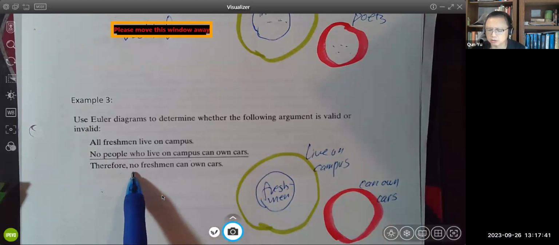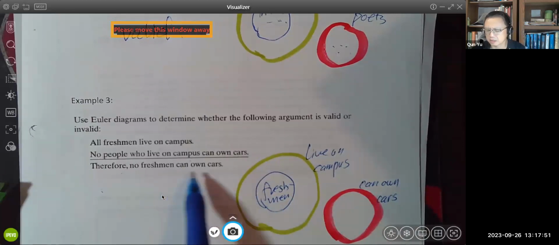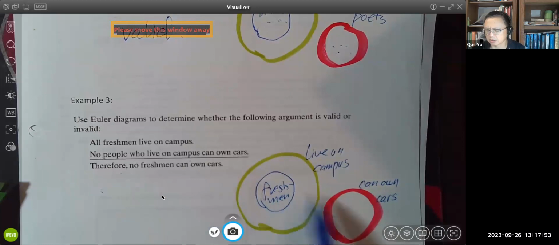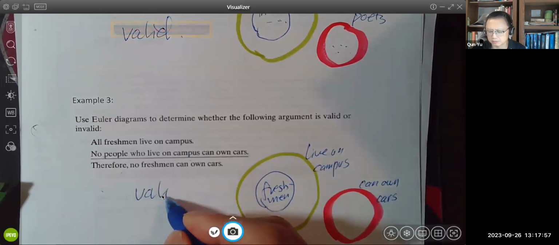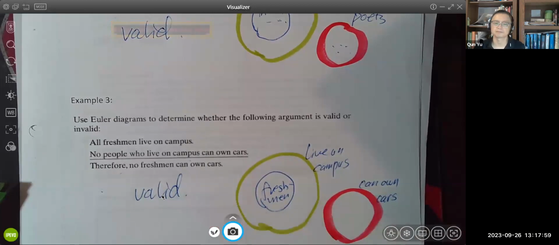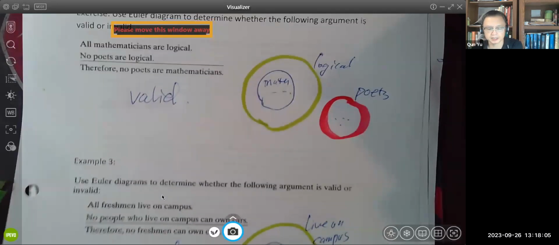Now, what two circles are involved in the conclusion? Freshmen and the red circle, own cars, right? They say no freshmen can own cars. No A are B. They are totally separated, which is correct. So this is a valid conclusion, valid argument. We don't say valid conclusion, but valid argument. Next one.